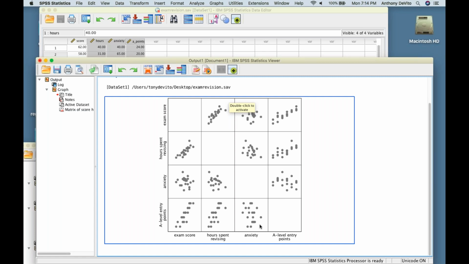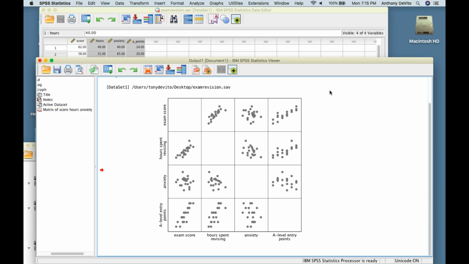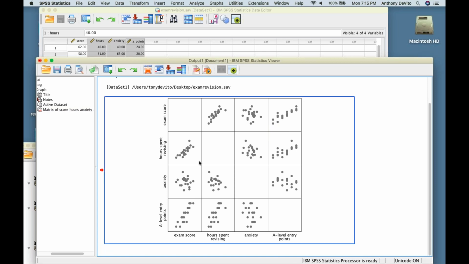Well, how about anxiety level, right? It looks like it's not as tight, but it looks like there's a negative correlation with anxiety level. Kind of makes sense, right? And what about this last one, academic achievement, let's say, A-level entry point? Well, that seems to have a positive correlation also, right? So that's interesting, right? Maybe we can combine these three predictor variables and get a better result in terms of our prediction of what the value would be for the exam scores. Before we go there, let's take a look at something else.